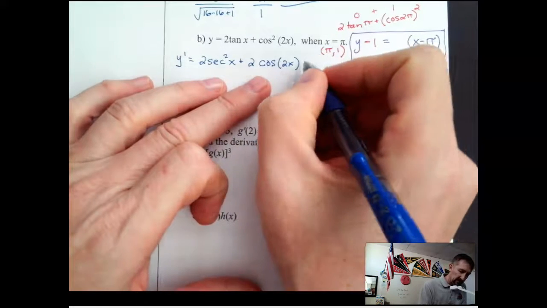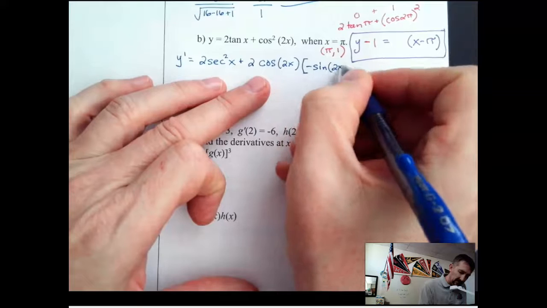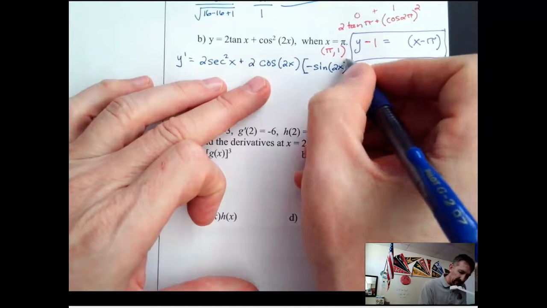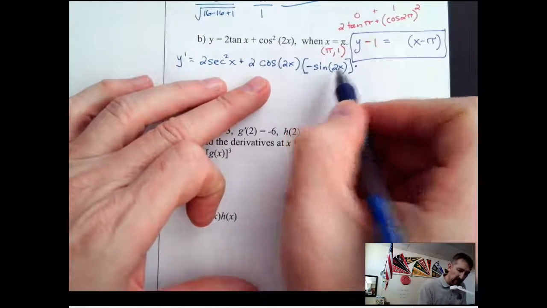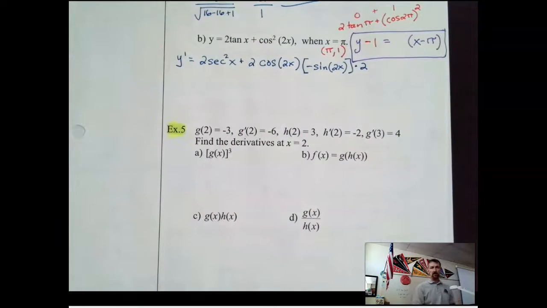Now we're going to take the derivative of cosine. The derivative of cosine is negative sine. It's going to be the sine of 2x. And then finally, that inner layer is 2x. Derivative of that is 2. Practice that. It's not that bad. Once you have it, not a big deal.